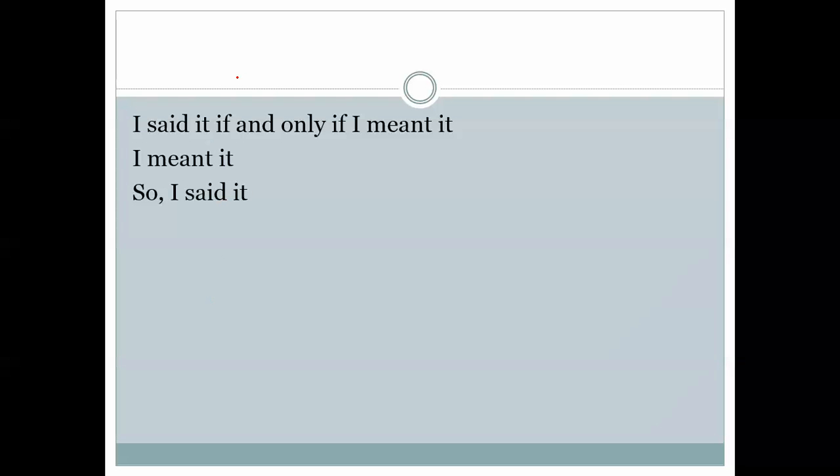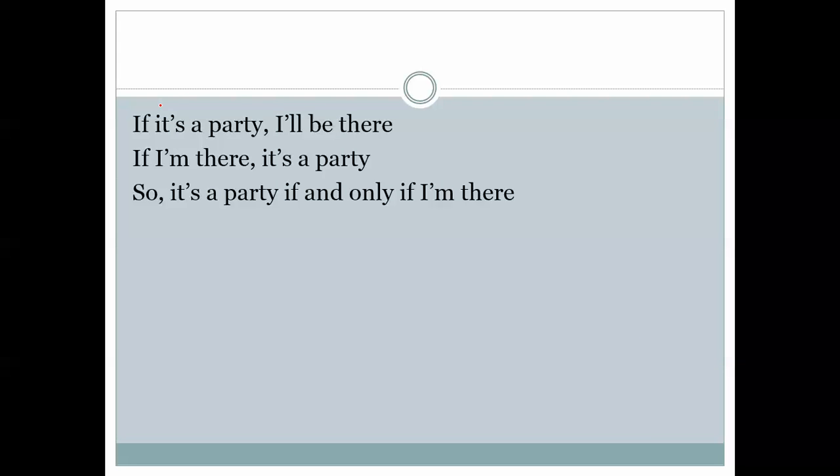I said it if and only if I meant it. I meant it, so I said it. Again, S if and only if M. This time M, therefore S, and that is valid. Alright, let's try something a little bit different. If it's a party, I'll be there. If I'm there, it's a party, so it's a party if and only if I'm there.